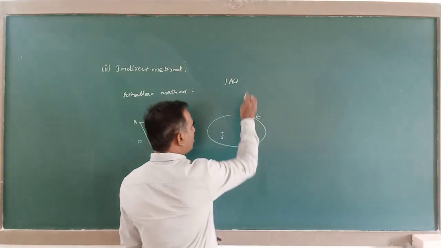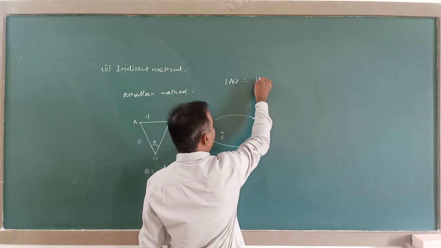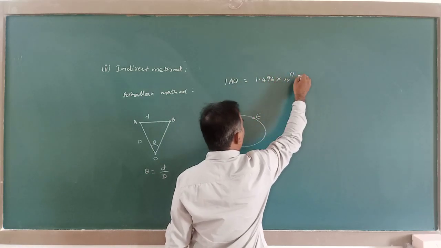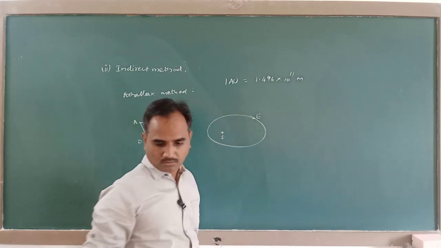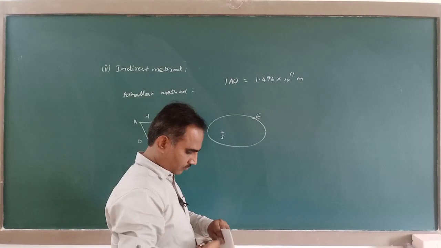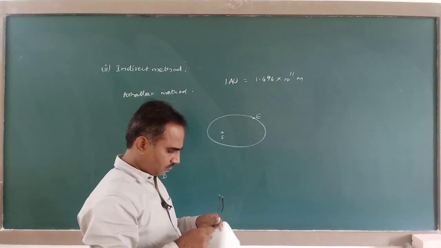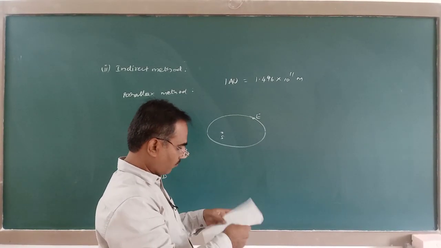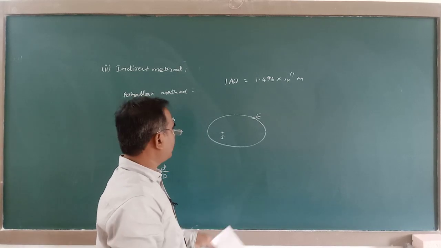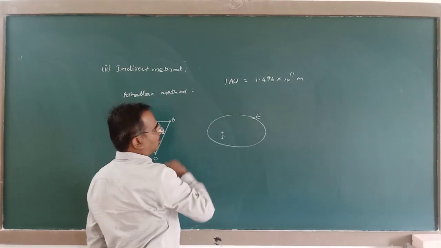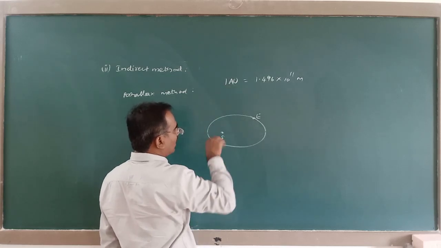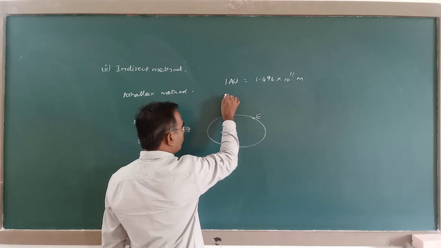So this 1 astronomical unit is nearly 1.496 into 10 to the power of 11 meter. So this is one large unit of length. Another large unit of length is 1 light year.